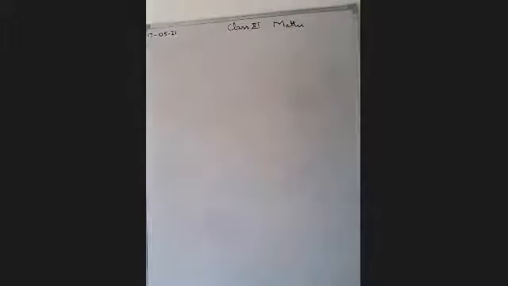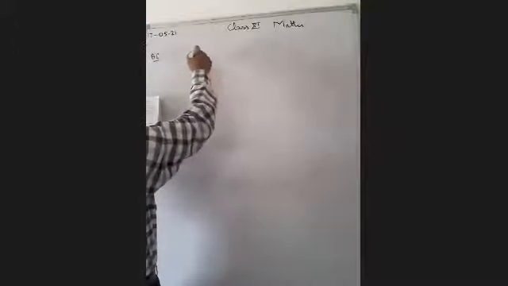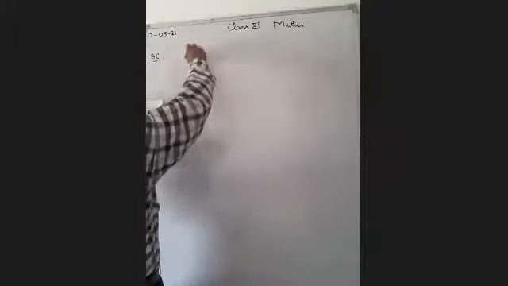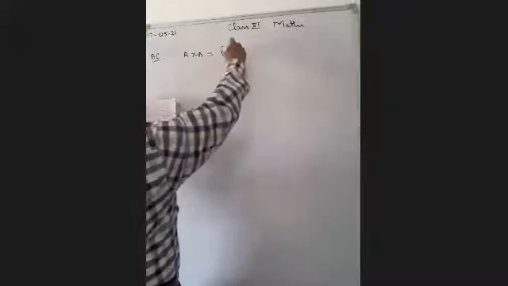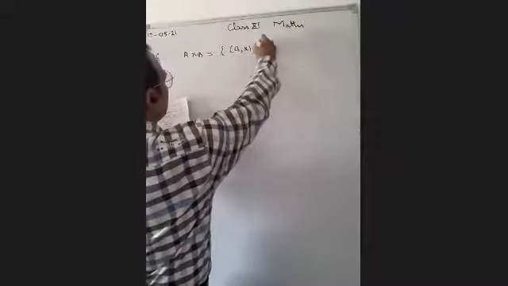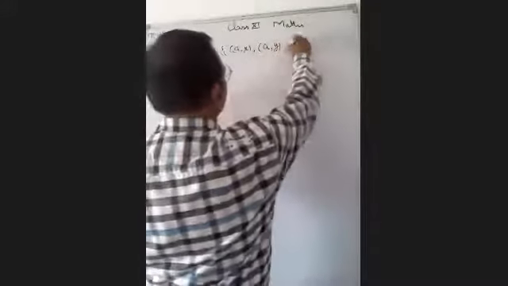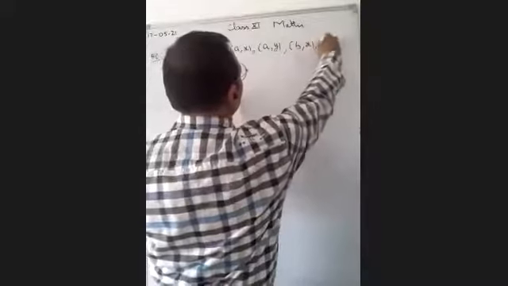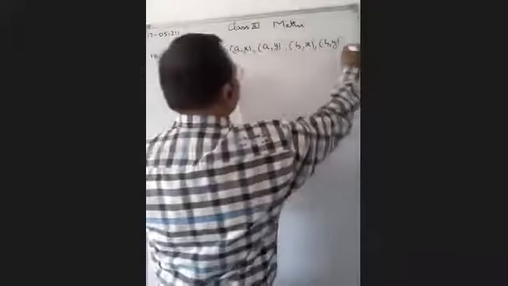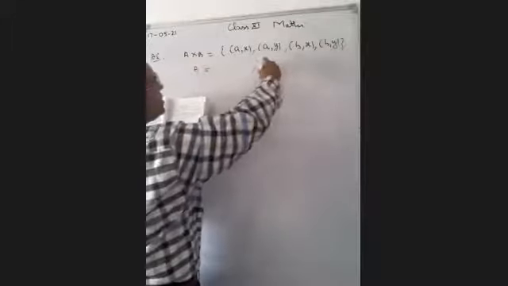Now we are taking the next question. That is question number 6. Question number 6 में क्या given है? A cross B equal to AX, BAY, BX, BY. ठीक है. There are 4 elements. So find the value of A and B. Set A we have to find out and set B we have to find out.